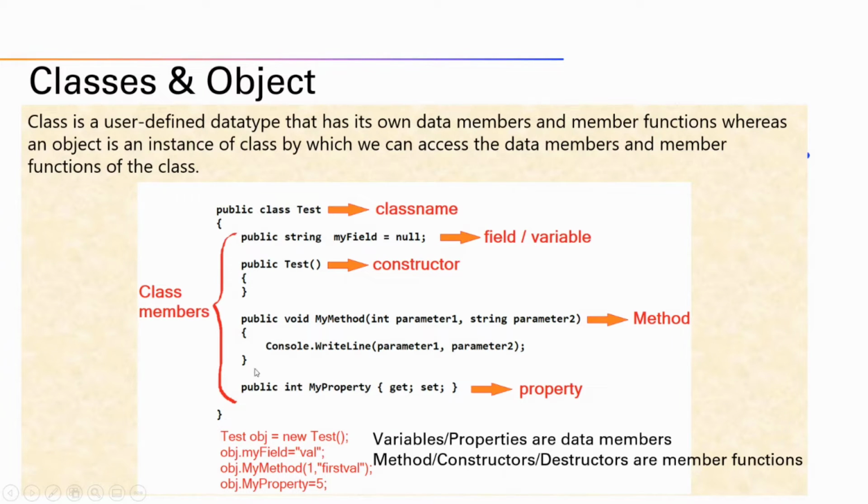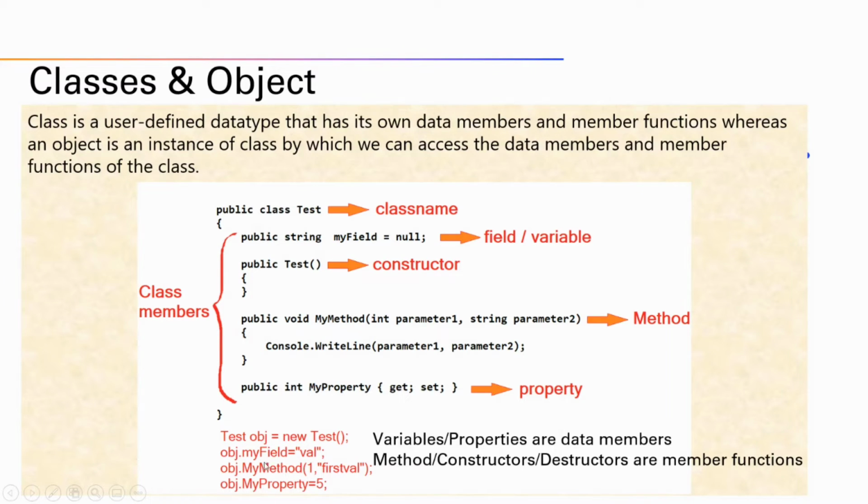The things which are contained inside the class are called class members. Inside that you can specify anything which you want: variables, constructors, methods, properties, anything. Variables or properties are called data members. Methods, constructors, and destructors are called member functions of the class.